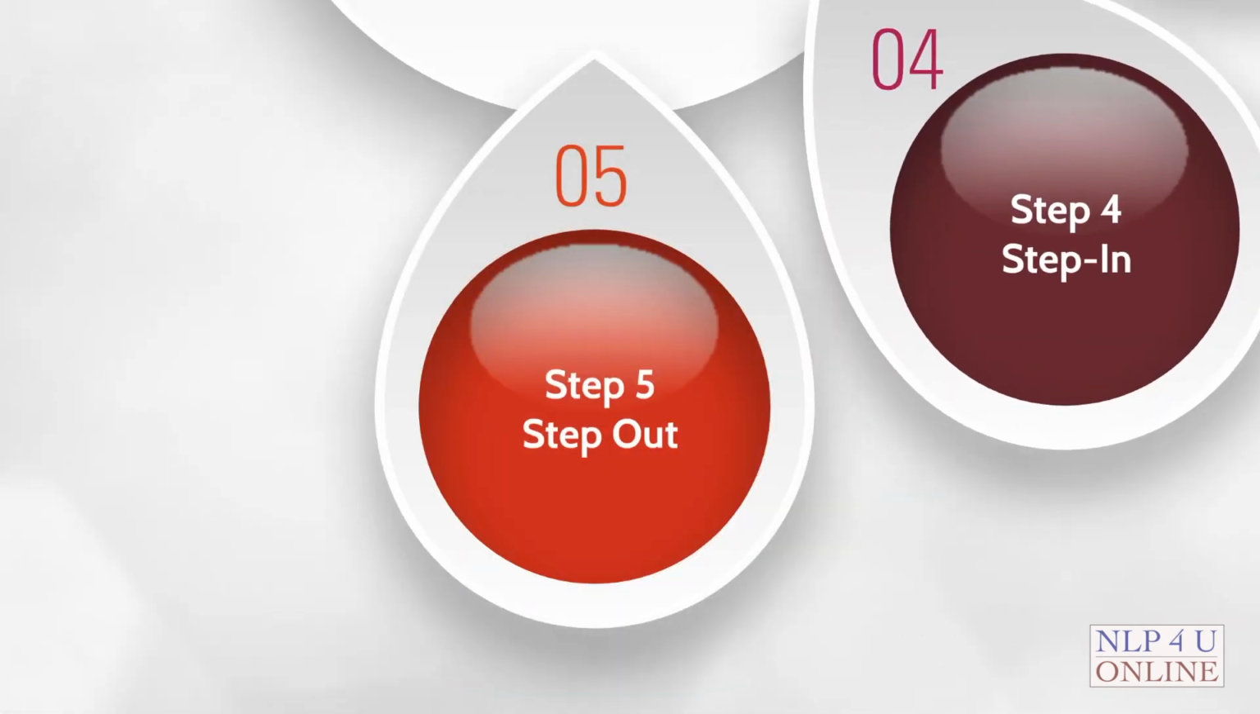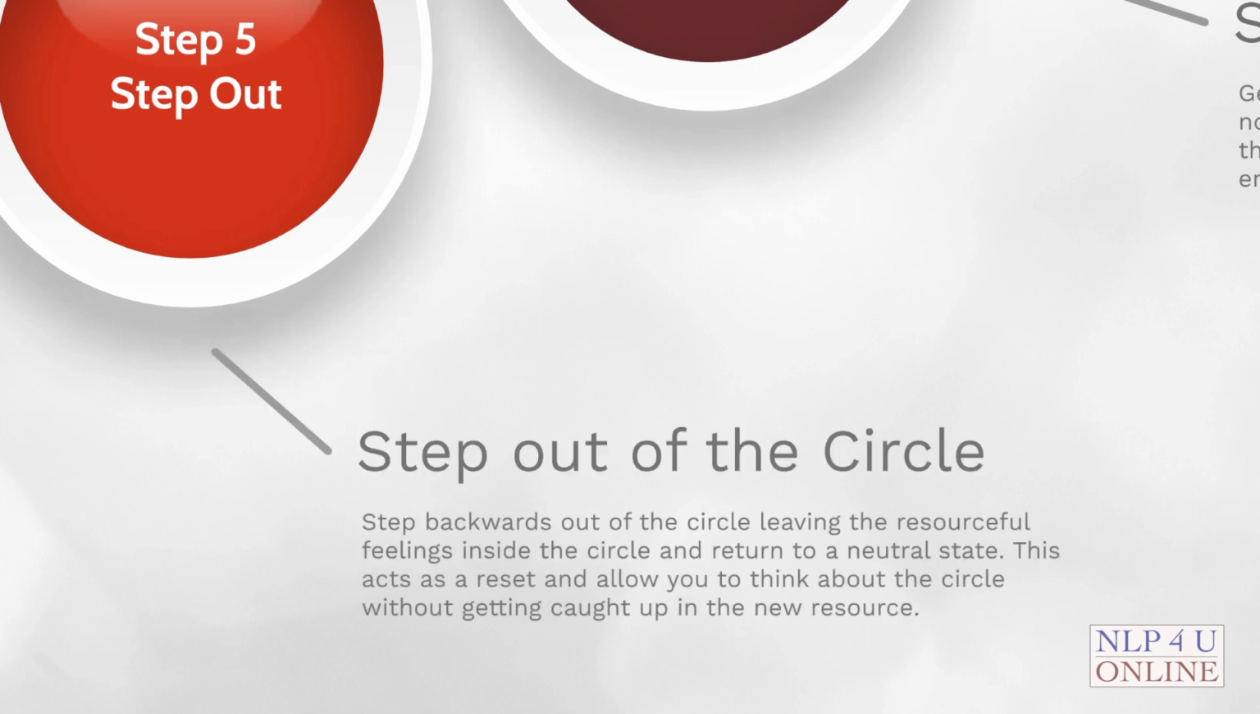Step 5, step out. Now this might sound trivial, but it's an important step. Step backwards out of the circle, leaving the resourceful state and emotions in the circle. At this point, you don't want to bring anything out of the circle. That's for later. At this stage, all you should be doing is building on to the structure that you've already made.